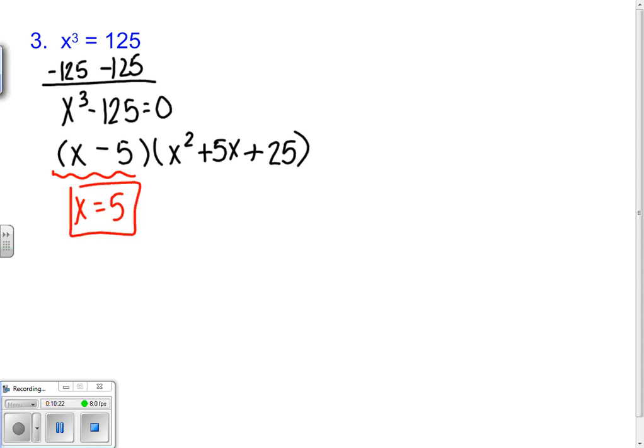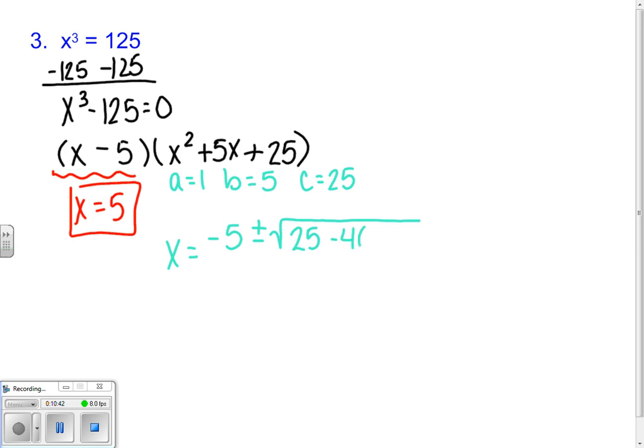It's the second set that's a little bit more challenging. So my a value is 1, my b value is 5, and my c value is 25. All right, x equals negative b, negative 5, plus or minus the square root of b squared means 5 squared, which is 25, minus 4 times a, which is 1, and c, which is 25, all over 2 times a, which is 1. So I get x equals negative 5 plus or minus the square root of.